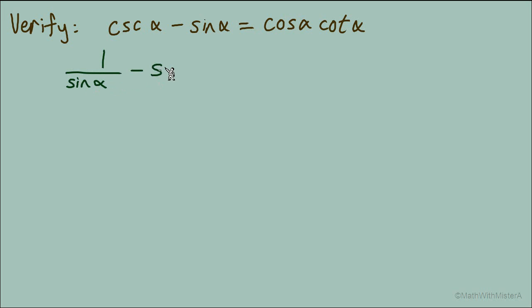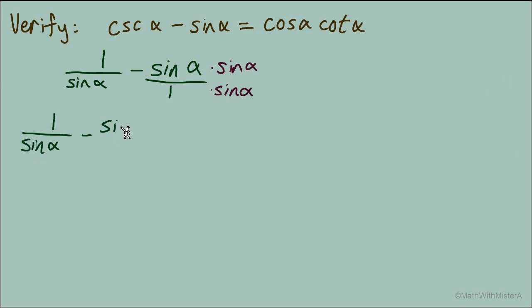I'll rewrite minus sine alpha. Next, I'm going to try to complete this subtraction. And since we have a fraction 1 over sine alpha, we need a common denominator. This sine alpha is like sine alpha over 1, and to get a common denominator, I'll multiply numerator and denominator by sine alpha. Now we're looking at 1 over sine alpha minus sine squared alpha over sine alpha.